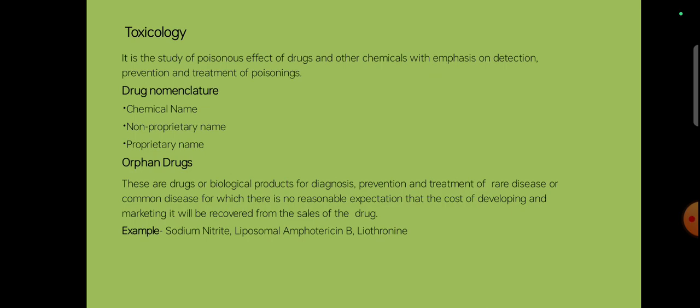Drug nomenclature: chemical name, non-proprietary name and proprietary name. What are orphan drugs? These are the drugs or biological products for diagnosis, prevention and treatment of rare disease or common disease for which there is no reasonable expectation that the cost of developing and marketing it will be recovered from the sales of the drug. For example, sodium nitrite, liposomal amphotericin B and liothyronine.